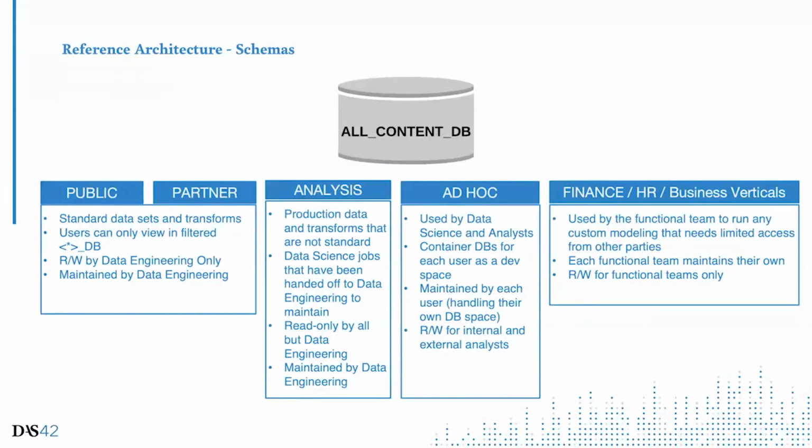Let's look at the schemas really quickly. I'm not going to read through all of these bullet points, but there's four main schemas to focus on. So they have public and partner. Users can only see them in their filtered versions, and they're read-write by data engineering and maintained by data engineering. Next is analysis schema. So this is the production data and transforms that are not standard. Next, we have the ad hoc schema. And the last one, I just kind of grouped these all together, but they're schemas for finance, HR, business verticals.